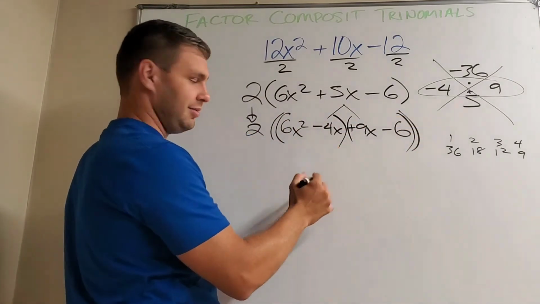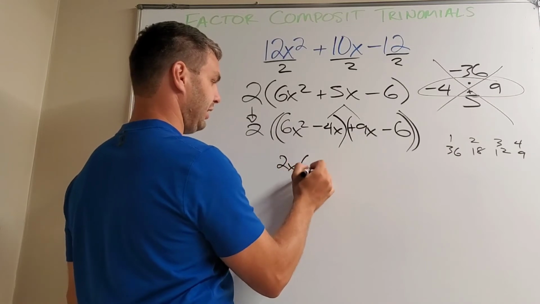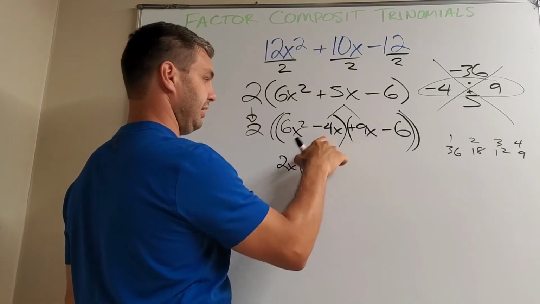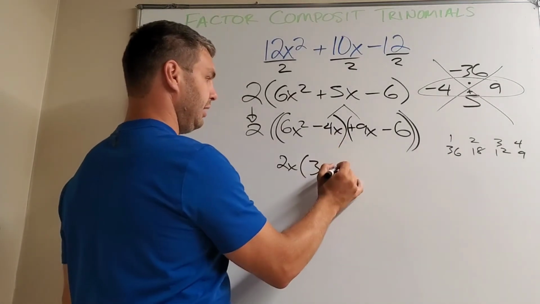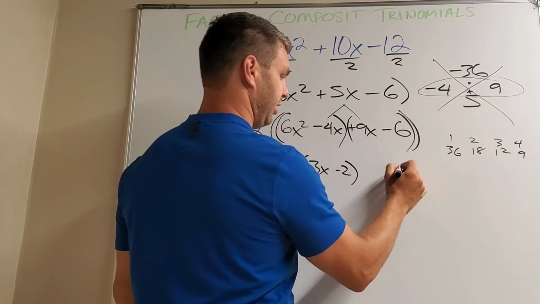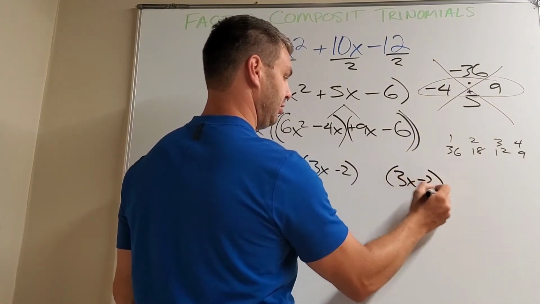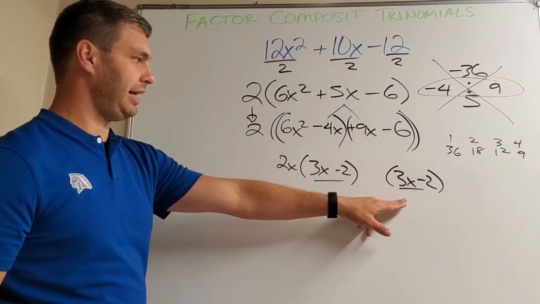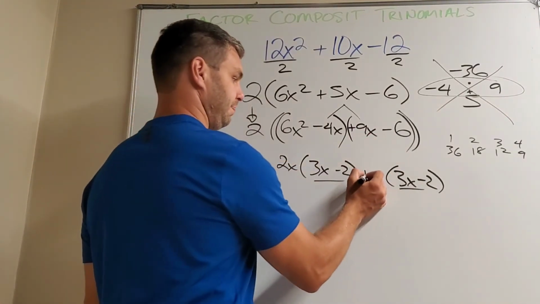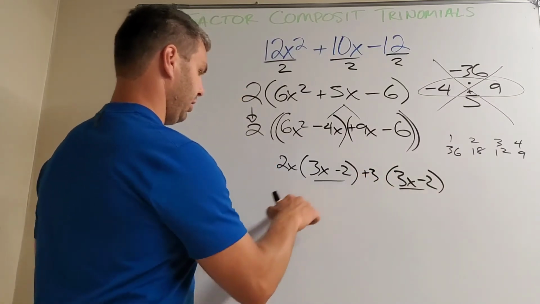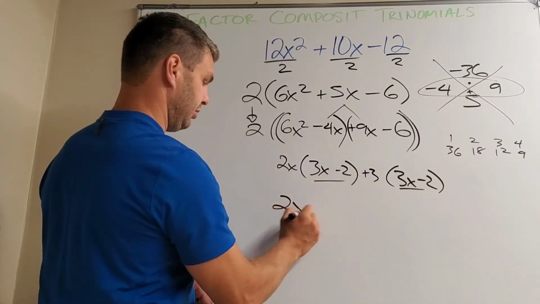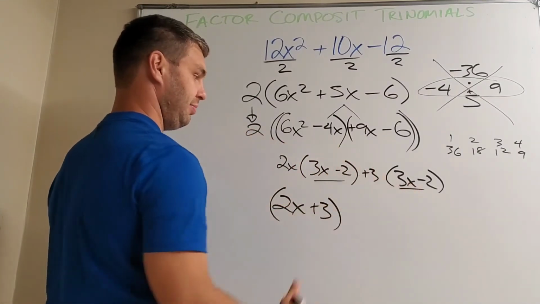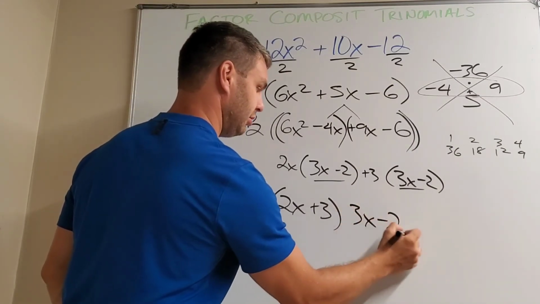I can take out a 2x in my first group. When I do that, that leaves me, let's see, 6 divided by 2 is 3. X squared divided by x is x. Negative 4x divided by 2x is just a negative 2. Now in the second group, I also need this to be 3x minus 2, the same as my first set of parentheses. And what I can take out of this group to make that happen looks like it's a positive 3. Okay. All right, so then I'm going to write my outside parts together, 2x plus 3. And I write one of my inside, the underlined parentheses together, 3x minus 2.